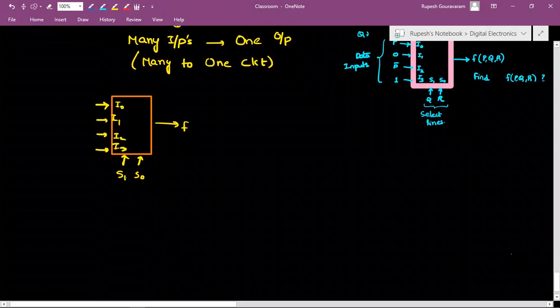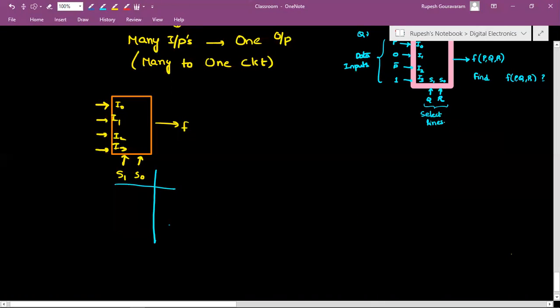Now, based on the 2 select inputs, what are the four combinations? 0 0, 0 1, 1 0 and 1 1. These are the only combinations. If the select lines are 0 0, then we'll get the output f as I0. If it is 0 1, then I1, 1 0 I2, 1 1 I3. Like that, based on the select lines, we select the particular input and it will appear in the output.